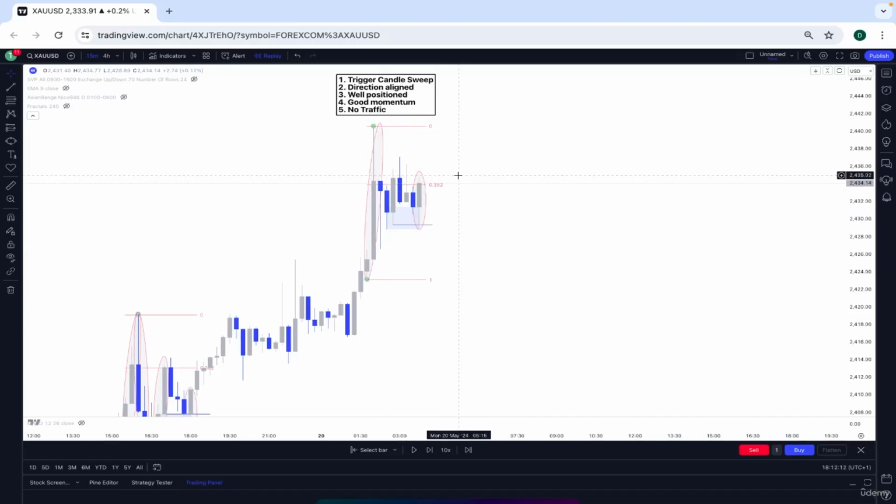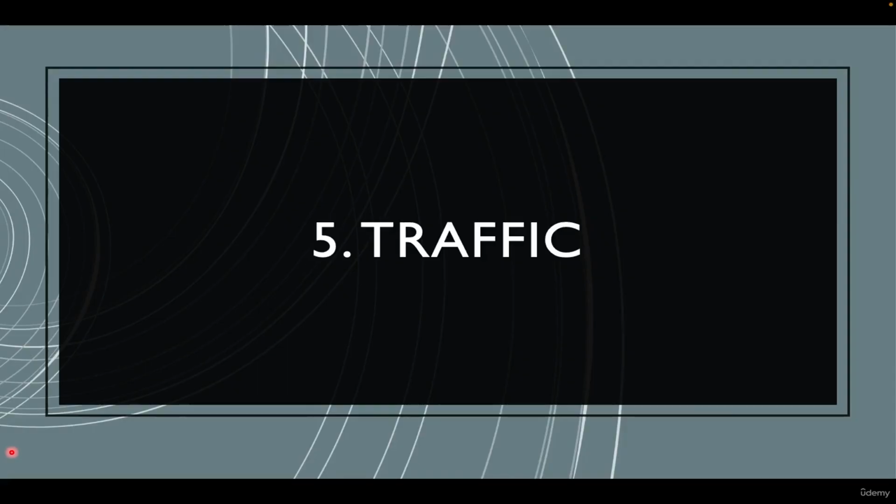So I hope that helps. Go through your previous markups and have a look at the momentum. And when you've done that, I'll see you in the next theory lesson, which is going to be the final step in the process, which is traffic.